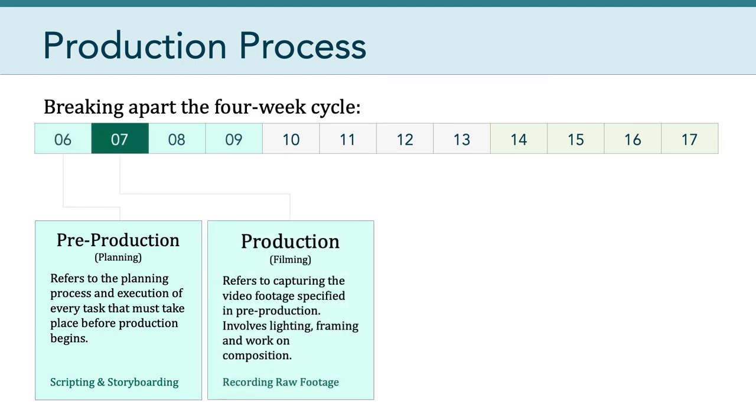The second phase of the production process is going to focus on production itself. In other words, collecting and/or shooting the raw video footage specified in our scripts and storyboards. This is going to involve thinking about lighting, the rule of thirds, audio quality, and many of the other applied media aesthetics we're slowly learning about.